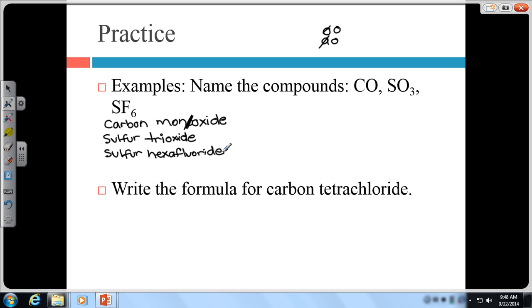If we write the formula, all we do is look here and see what our prefixes are. Carbon, we know our symbol is C, and because there's nothing next to it, it's understood that there's how many carbons? 1. Tetra stands for 4. So we have CCl4, because chloride would be chlorine, but just IDE instead of INE. Questions? Good deal?